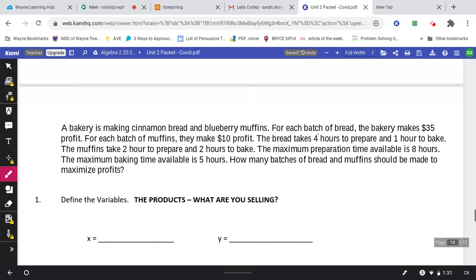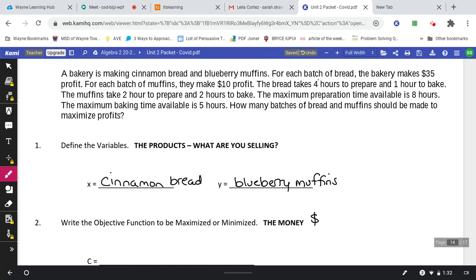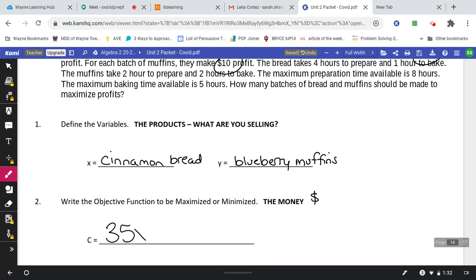Let's look at the problem on the backside. A bakery is making cinnamon bread and blueberry muffins. Right here, you can tell what the two products are. Cinnamon bread and blueberry muffins. Next thing I'm looking for is the money. Anything that has a dollar sign in front is what's going to go into this equation here. The next sentence tells me $35 and $10. 35x plus 10y. And again, I've already got the C equals in the front, so I don't need to look for a third number there.